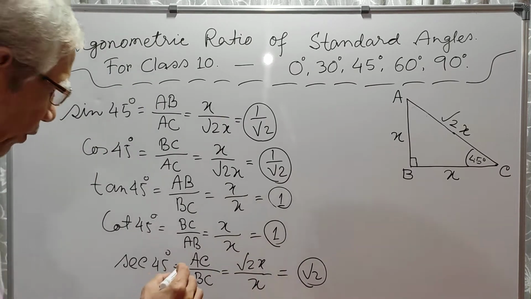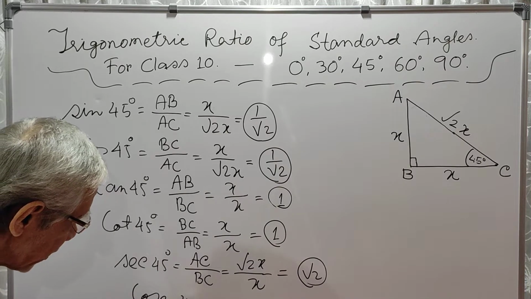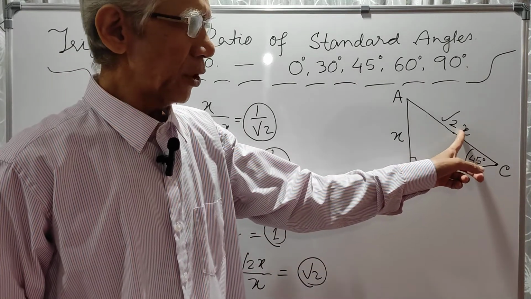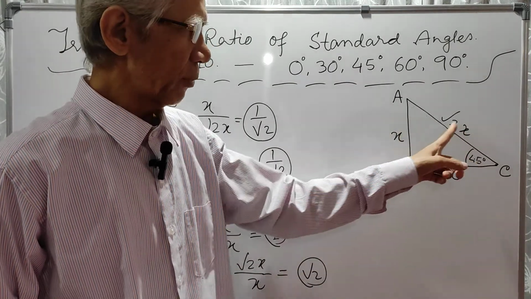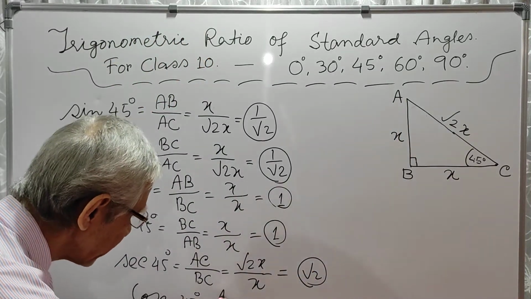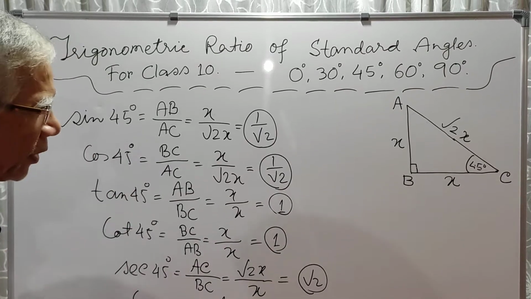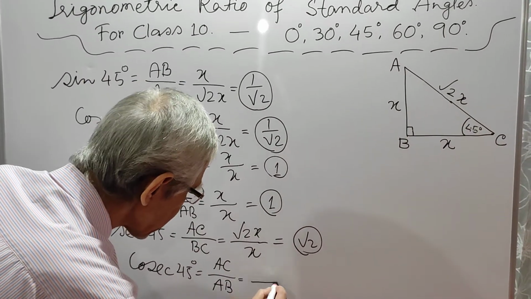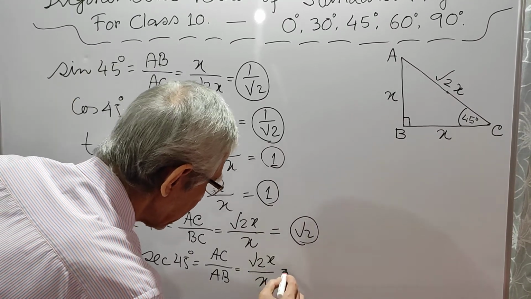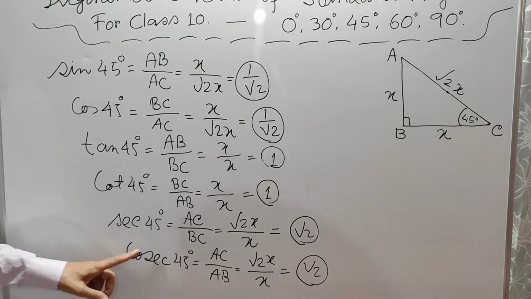At last, cosec 45 degree. Now, cosec is what? Hypotenuse by opposite. That means AC by AB. So, AC is root 2x and AB is x. So, what do you get again? Root 2. So, cosec is root 2.